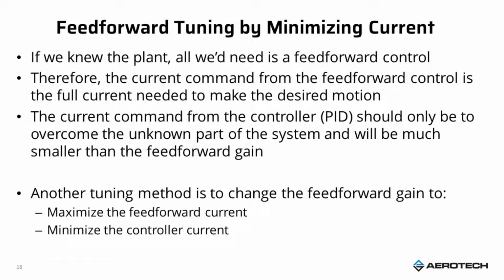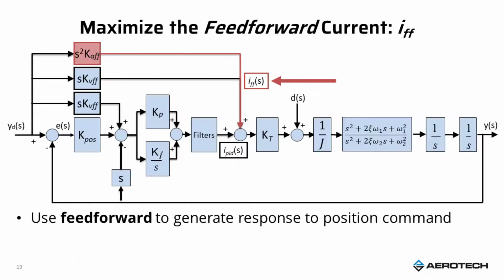The third technique is really to just use the feed forward current and try to maximize that. As we said in the beginning, if we knew the plant exactly and had no disturbances, all we really need is feed forward control. So the feed forward control would produce all the current necessary to place into the system. That's the case whether you have a feedback loop or not. So even with the feedback loop, we should try to maximize this feed forward current.